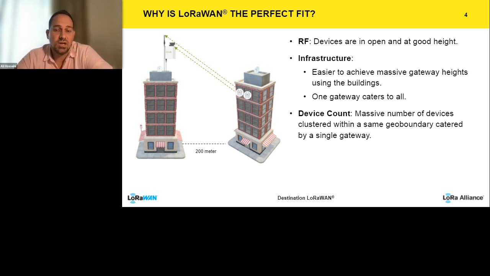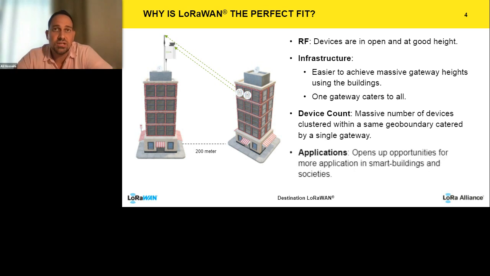Once that is up and running and everything is moving smoothly, you can work with the society to actually take advantage of other use cases and applications that LoRaWAN is a good fit for within that same society because the infrastructure is already there. So you're looking at smart building applications and other things that can improve the quality of life for the residents in those societies.